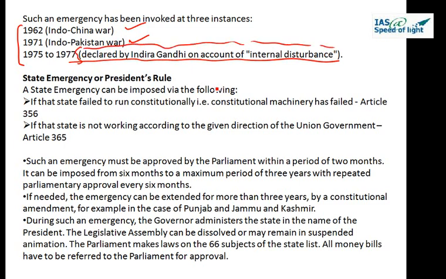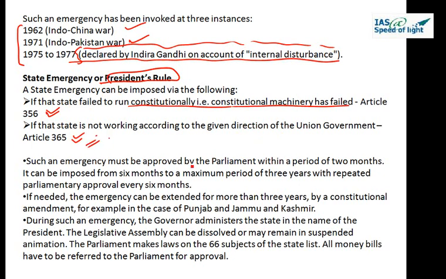The second type of emergency is the state emergency, or the President's rule in a state. A state emergency can be imposed in the following cases. The first one is if the state fails to run constitutionally, or the constitutional machinery of that state fails, which is in Article 356, and if that state is not working according to the given directions of the union government, Article 365.